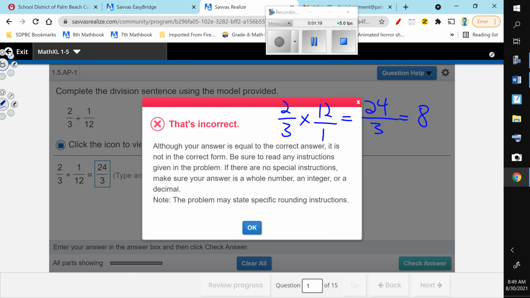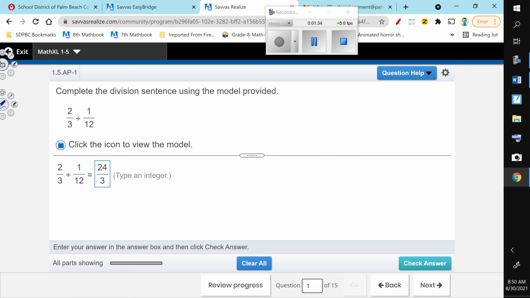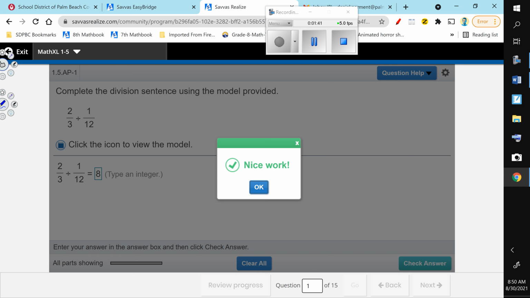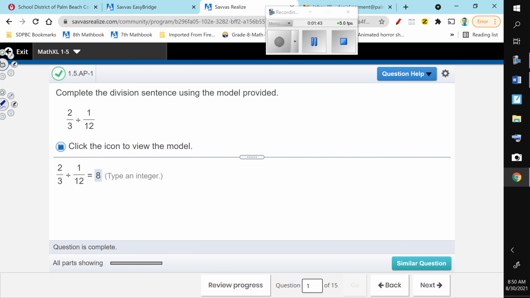No, it says your answer is equal to the correct answer. It's not in the correct form. So we need to write it as an integer. Make sure your answer is a whole number. So 8 is going to be the way to write this. So I'm going to go back. I'm going to write it as 8. I'm going to hit enter. And that's correct.